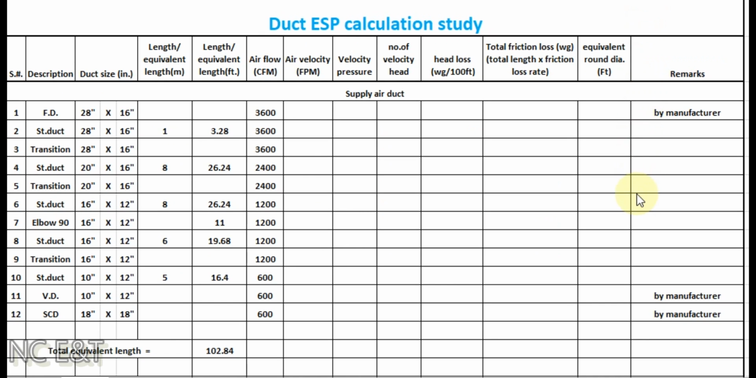I have created this Excel sheet for the calculation of duct external static pressure based on the formulas in Carrier Handbook. First, we will do our study by using the tables and charts in Carrier Handbook, and then we will apply these values in this Excel sheet to calculate the duct equivalent length.